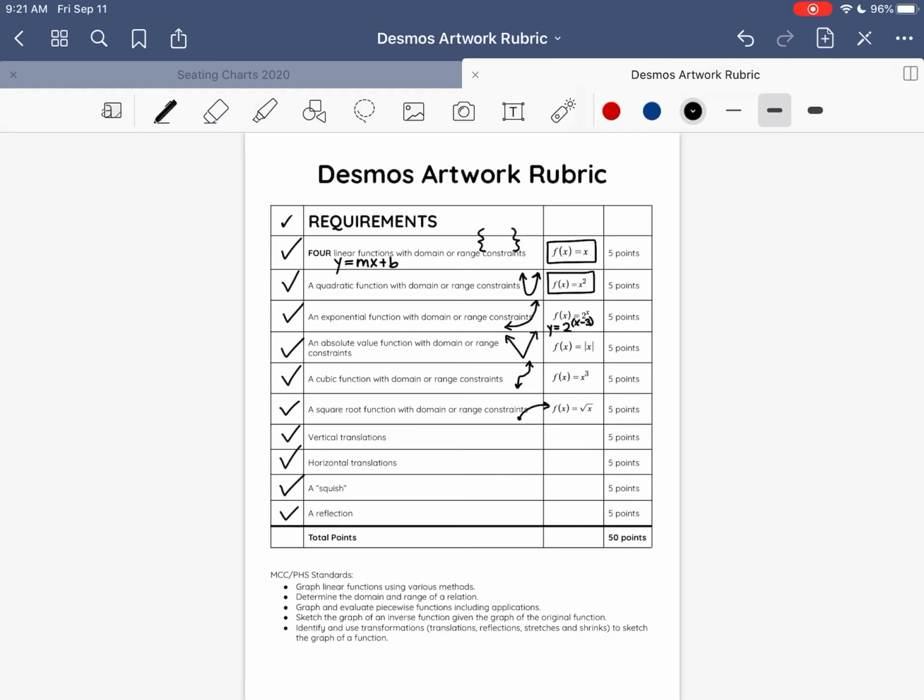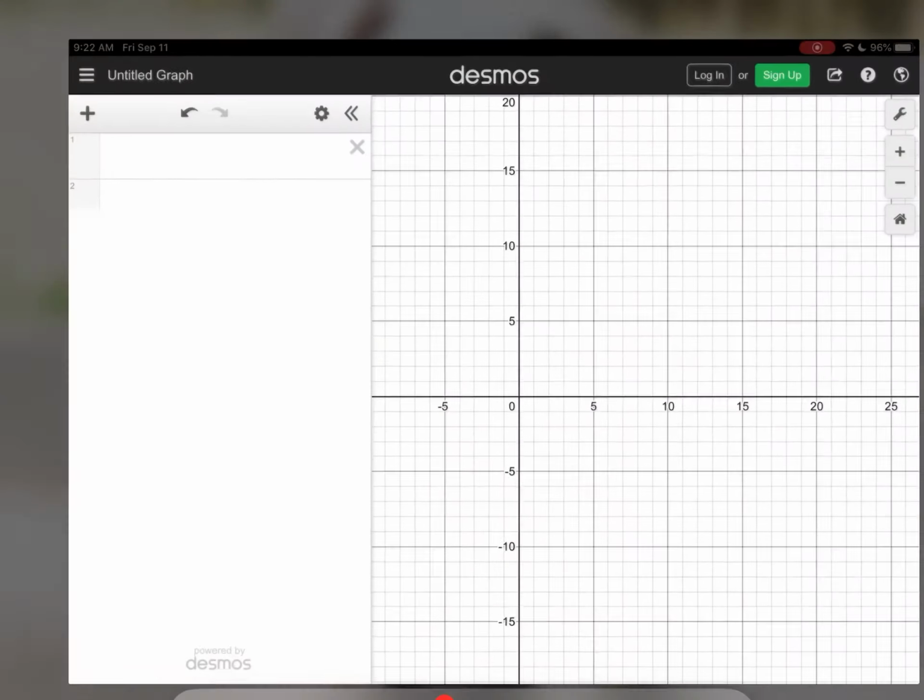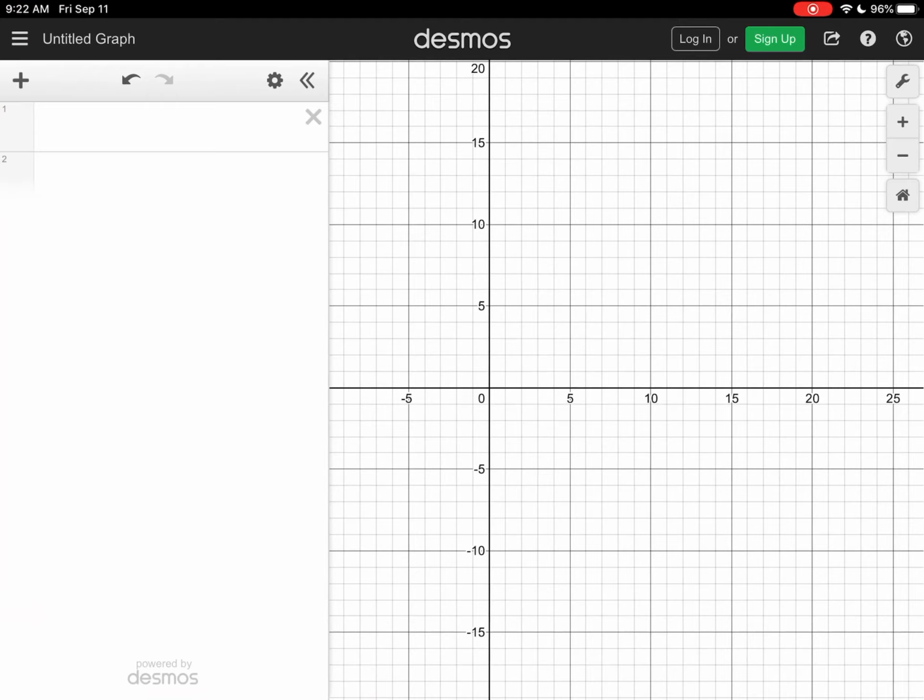Now that we've discussed all of the requirements that need to be met for your Desmos artwork project, let's do a quick little example together. So in this example, essentially what I'm going to be doing is starting my own little mini Desmos artwork project and showing you how I work through it step by step.